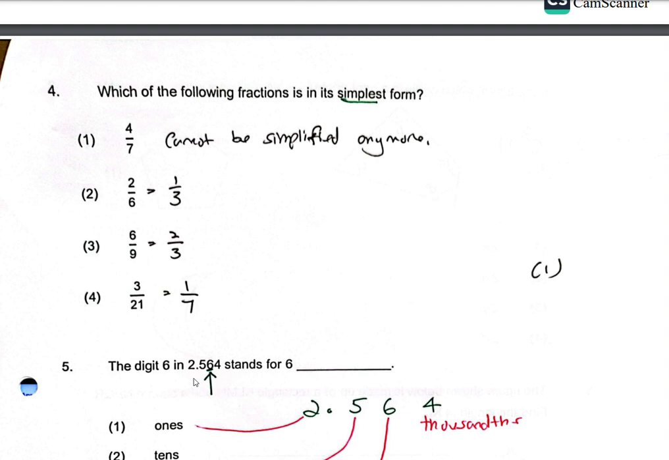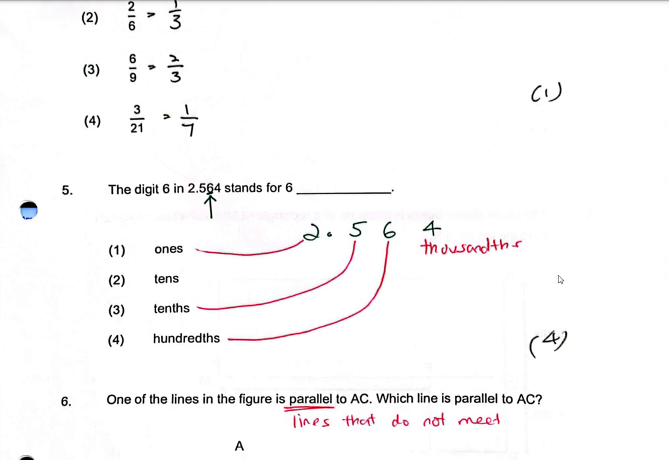Next one, question 4. Which of the following fractions is in the simplest form? Simplest form means you can no longer simplify any further. You see, I can simplify option number 2. I divide top and bottom by 2. I get 1/3. Or here, I divide the numerator and the denominator by 3. I get 2/3. Here, I can divide the numerator and denominator both by 3. I get 1/7. But for 4/7, I cannot divide by 4 or by 2 or by 3 or by any number to get to any simpler form. So option number 1 is already in the simplest form.